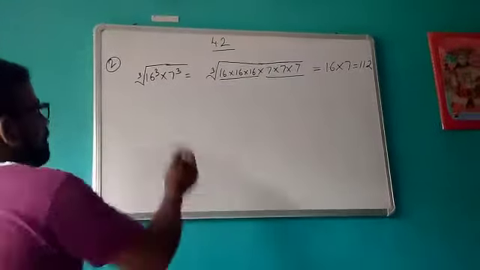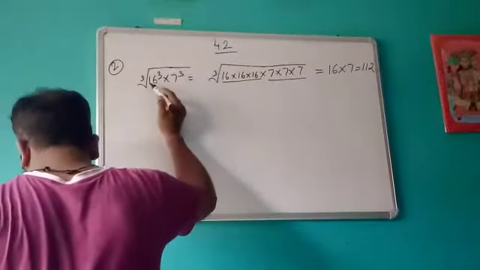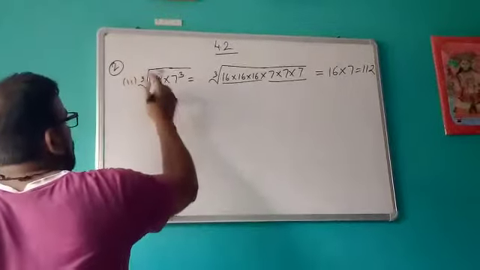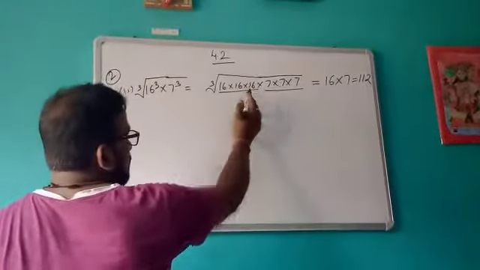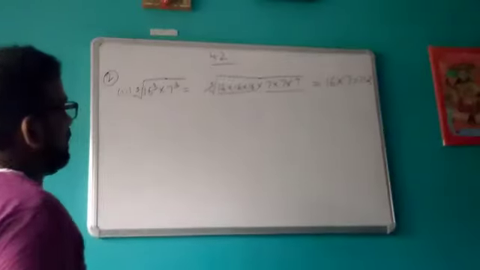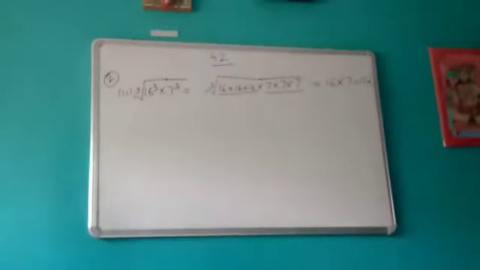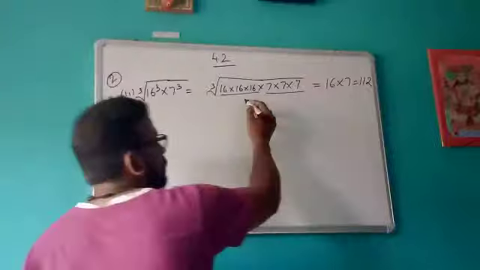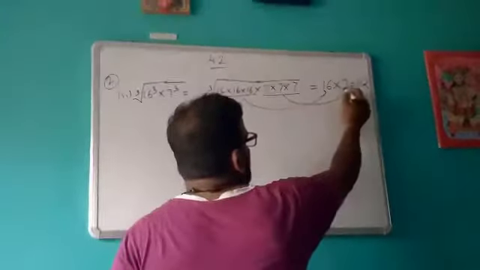Okay, you just see it is cube. So I have written 16 cube as 3 times 16, then 7 cube as 3 times 7. So since you got two groups, so 16 will come here and 7.